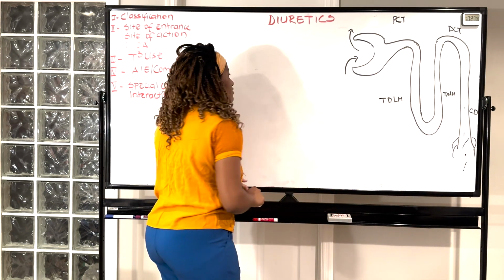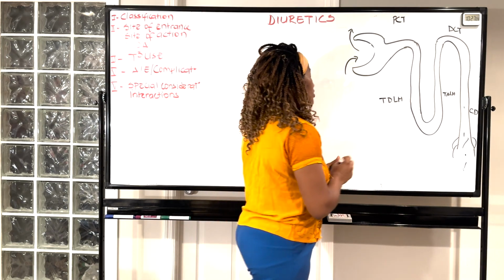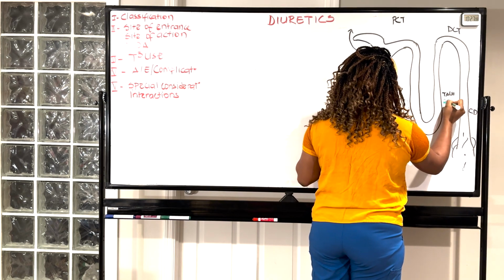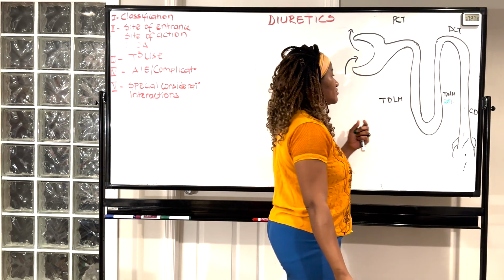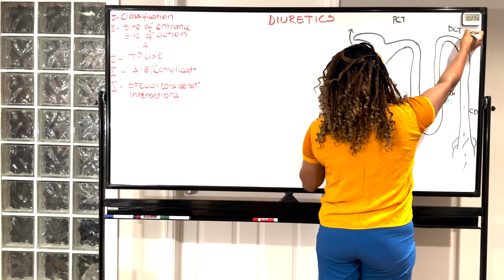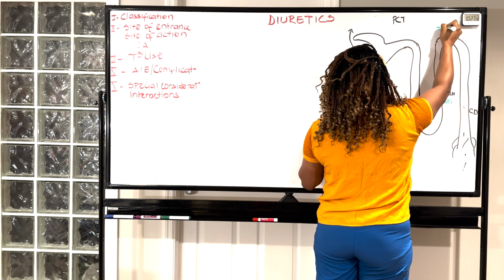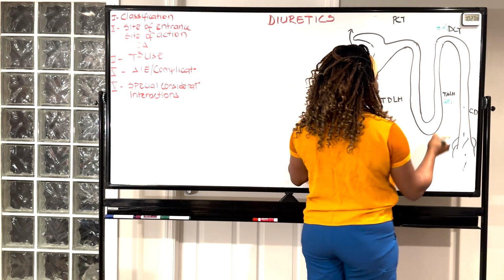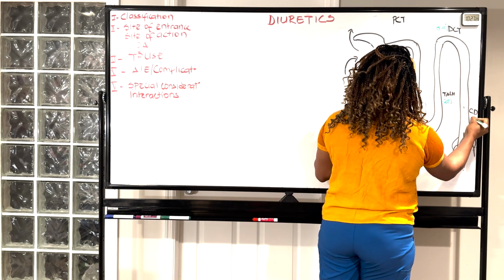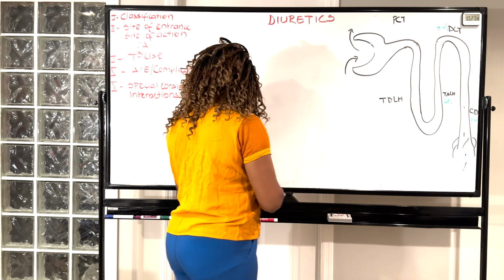So I'm also going to add the proportion of sodium in different portions. Here, normally 25% of the sodium gets reabsorbed in the thick ascending loop of Henle. And on the distal convoluted tubule here, we have 5 to 10% reabsorption of sodium. And on the collecting duct, we have only 2 to 3% of the sodium normally reabsorbed.